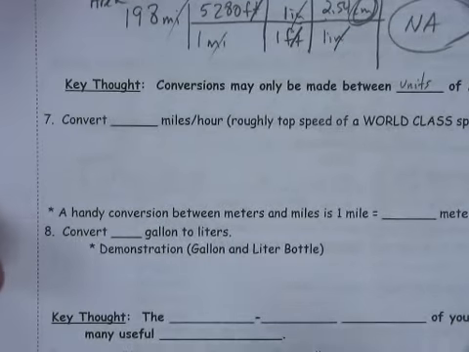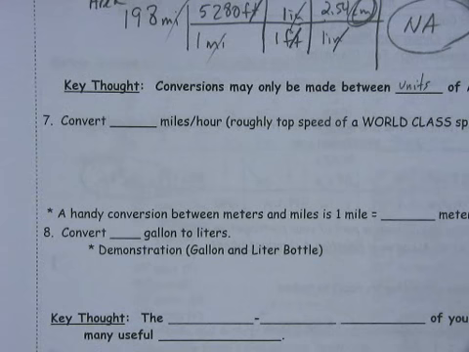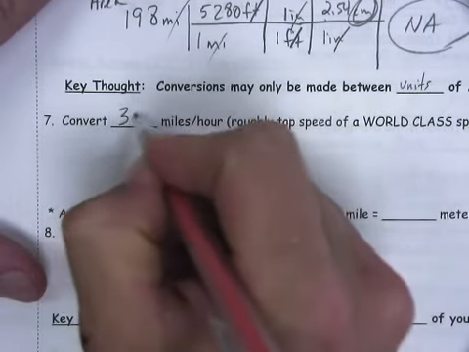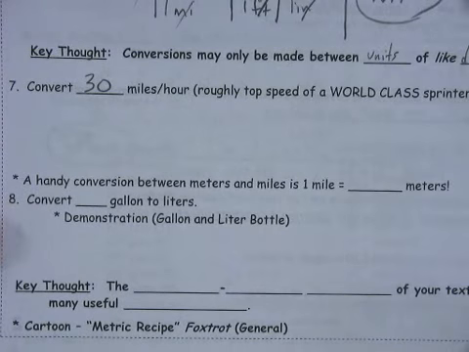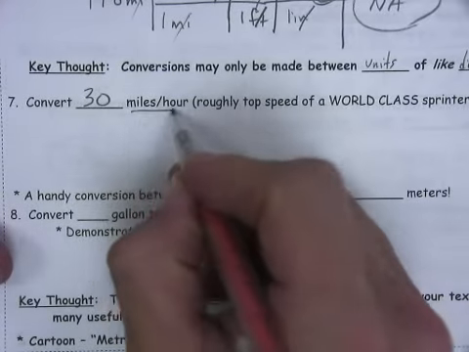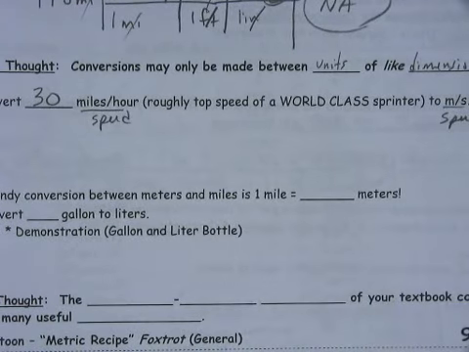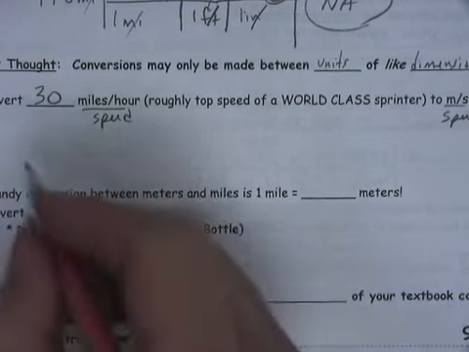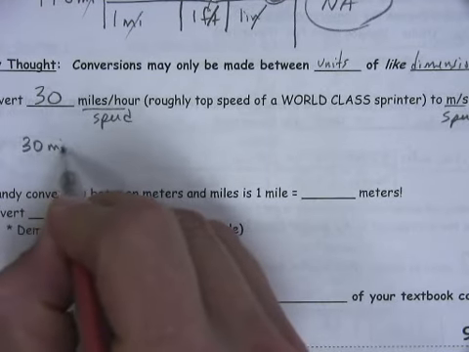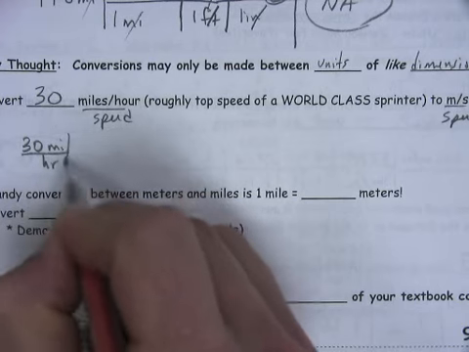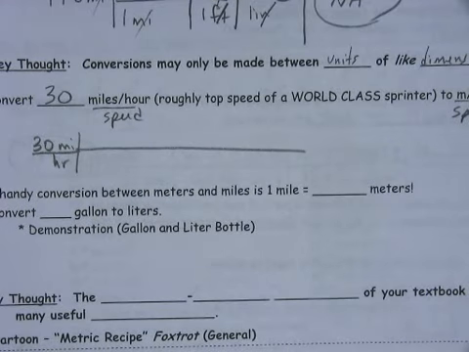All right, the next one, number 7: convert miles per hour to meters per second. This is basically how fast a world-class sprinter can travel, and we'll actually do this later this year. We're going to convert 30 miles per hour to meters per second. Notice this one's a little different. Miles per hour is speed, and meters per second is speed. We have the same dimension, so it can be done. It has a bit of a twist: there's miles, and then hours goes on the bottom, so it's important that you show it as miles per hour.